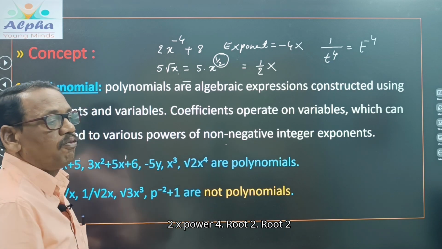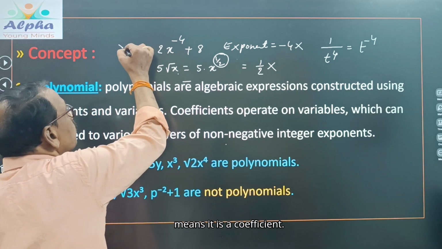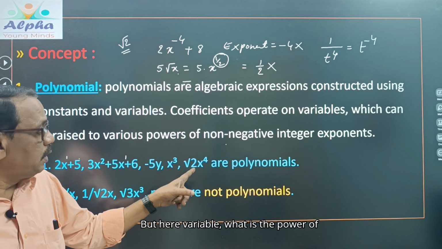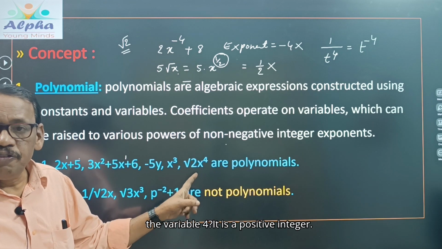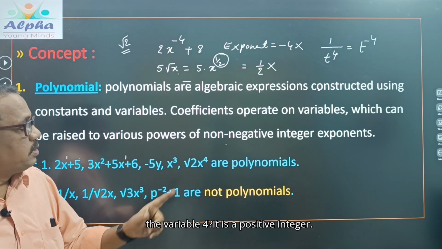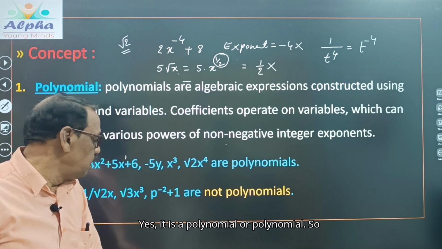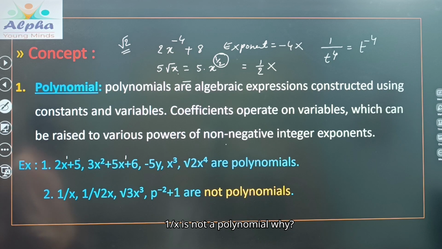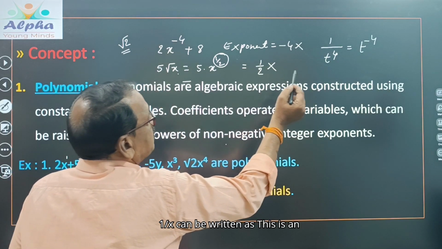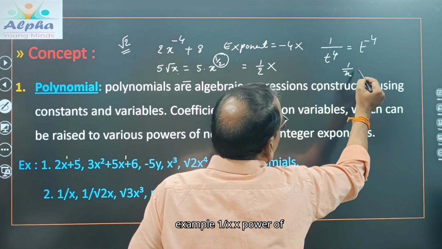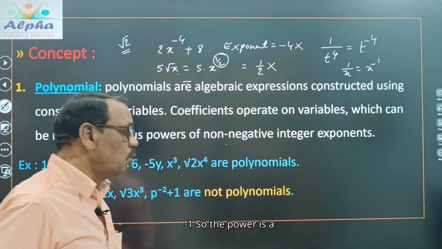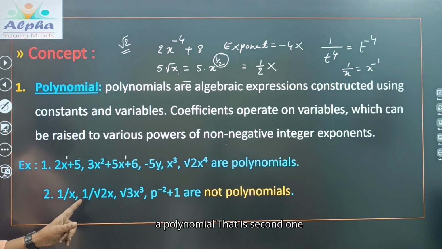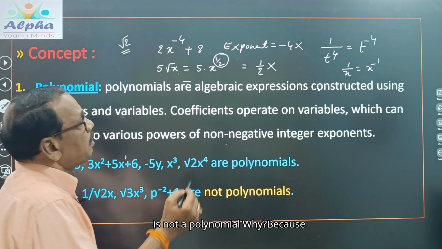Root 2 x power 4. Root 2 is a coefficient. The coefficient is an irrational number, but here what is the power of the variable? 4. It is a positive integer. Yes, it is a polynomial. So, which are not polynomials here? 1 by x is not a polynomial. Why? 1 by x can be written as x power of minus 1. So the power is a negative integer. So that is why it is not a polynomial.